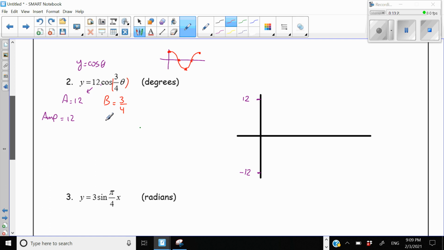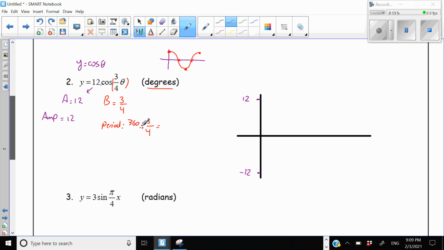So I need to find the period of the function. We learned that if we are multiplying the theta by a b value, to find the period, we need to divide 360 by this b value. So divide 360 by 3 over 4. I'm dividing 360 because I'm told here that the function is working with degrees. If it was working with radians, I would have to divide 2 pi by this value.